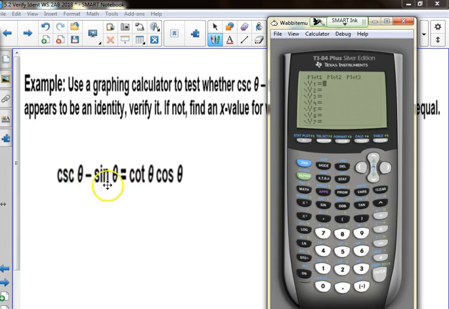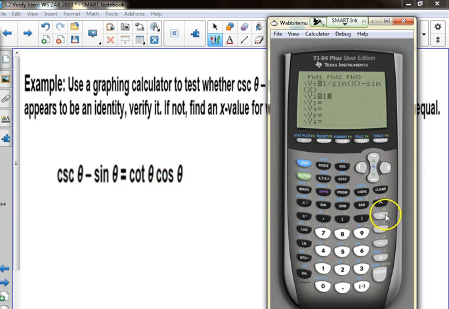How do I type this left-hand side? Not second sine. 1 divided by sine x, closing my parenthesis around the x, minus sine x. And I could put parentheses around the whole 1 divided by sine x. But it always divides before subtracts, right? So I'm okay.